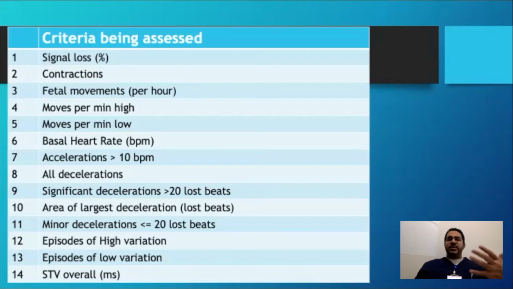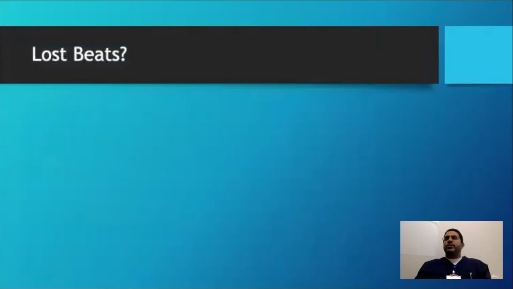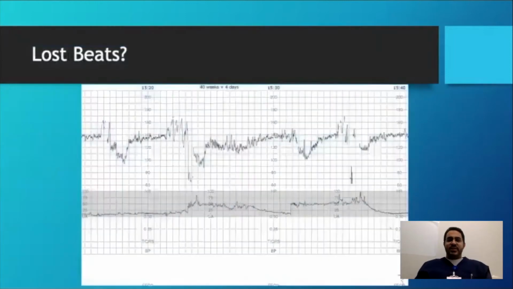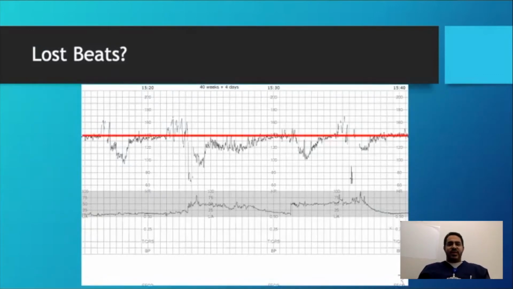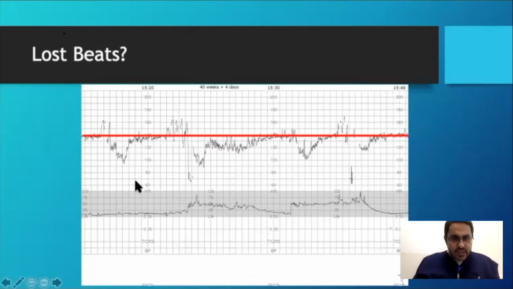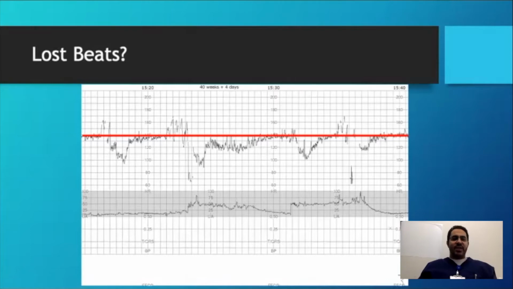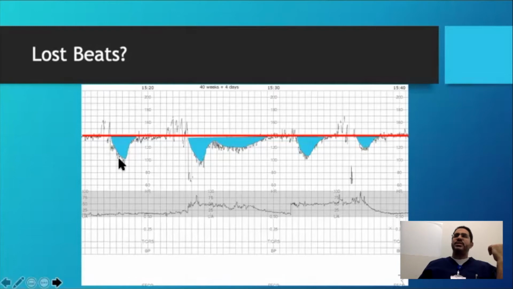Okay, let's look at what lost beats means. So this is a CTG trace. The machine is going to look at that trace. It's going to take the average heart rate and say, well, that's my average heart rate. So I am expecting that this baby is beating at 140 beats per minute. So for every minute, I'm expecting 140 beats. Now, what happens is every minute, it calculates or counts the number of beats per minute. And then it's basically seeing how many beats it is missing.